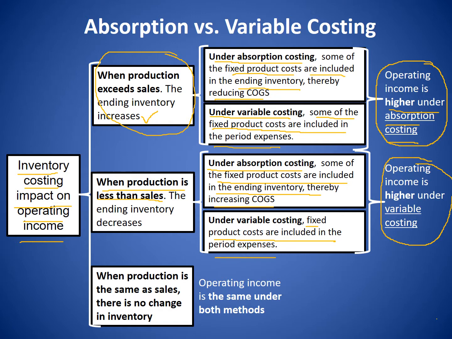Lastly, when production equals sales and there's no change in inventory, operating income will be the same under both absorption costing and variable costing. Now, we can look at this in a slightly different way because, again, many times on the CPA exam, you're going to be asked about when production changes versus sales and so forth, what's the impact on net income versus absorption or variable costing. So let's take a look at this next slide.